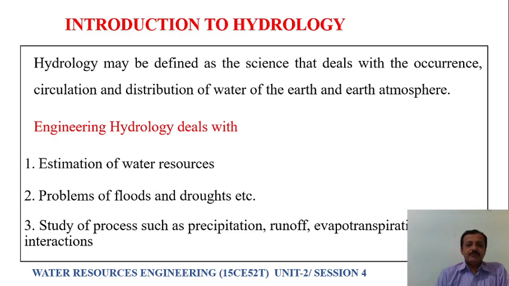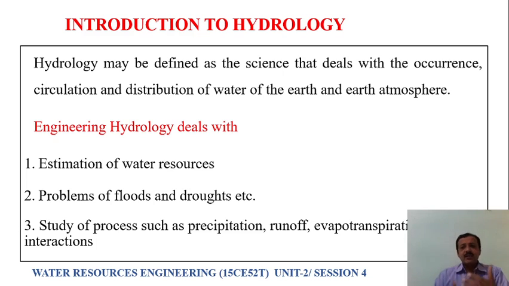So as I told you in the previous class, hydrology is defined as a science which deals with occurrence, distribution and circulation of water of the earth and earth's atmosphere. Whatever water is present in the earth is getting circulated in the earth and also in earth's atmosphere. How is it circulated? It is in the form of rainfall, it may be in the form of snowfall, and how is it distributed? Distribution may be through rivers, right? So it is distributed through rivers. It may be distributed through evaporation to the atmosphere once again.